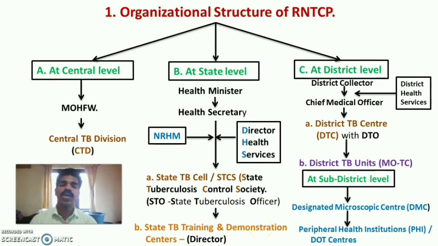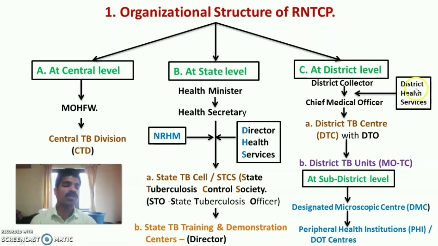So we have two important organizational structures at state level to render the services of RNTCP: State TB Cell or State Tuberculosis Control Society under the supervision of the STO, that is State Tuberculosis Officer. Then we have State TB Training and Demonstration Centers under the supervision of the Director of State TB Training and Demonstration Centers. At district level, it is supervised together by a district collector or a magistrate.